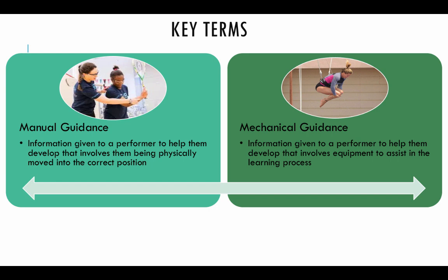Key terms you need to know. Manual guidance: information given to a performer to help them develop that involves them being physically moved into the correct position. Here you can see the teacher moving their arm during the tennis swing.